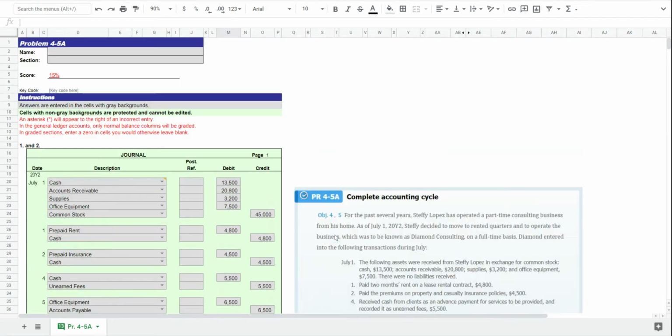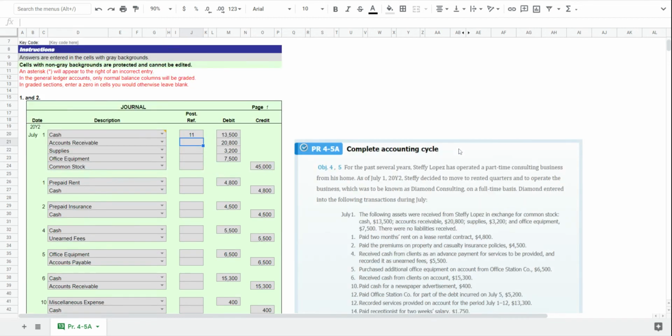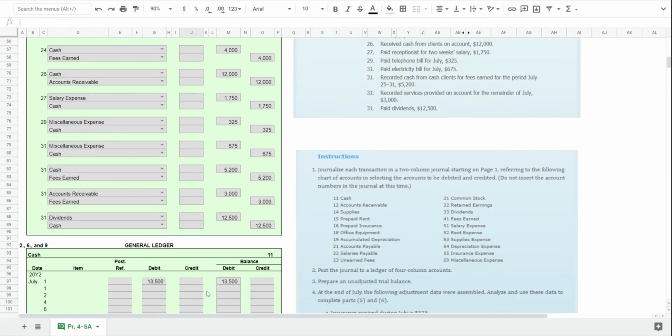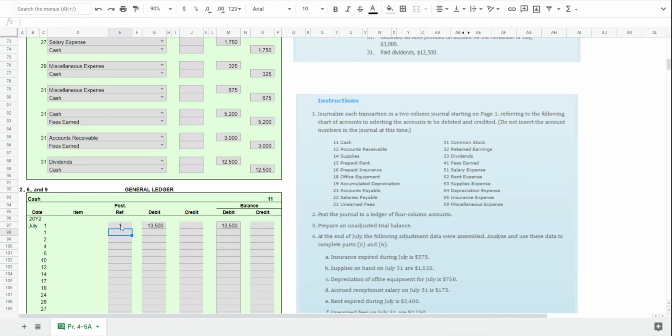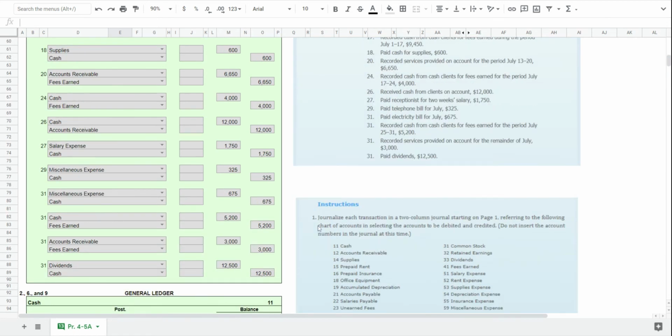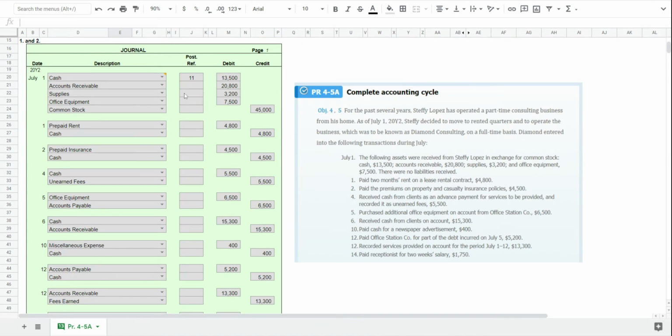So we go back up to the ledger and we put in the posting reference for column 11. Now this came from journal page 1. And so when we put that entry into the ledger, we should put a posting reference. Where did it come from? It came from page 1 in the journal. Sometimes you'll see that as a J1 because it came from journal page 1. In this class, we're not using special journals, so the only journal we use is a general journal.